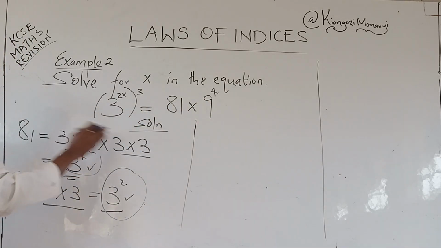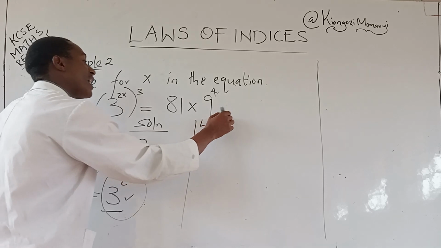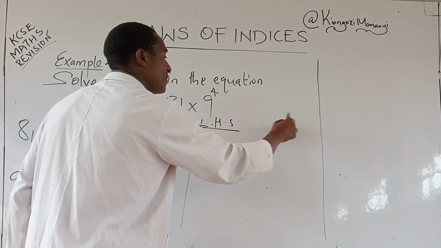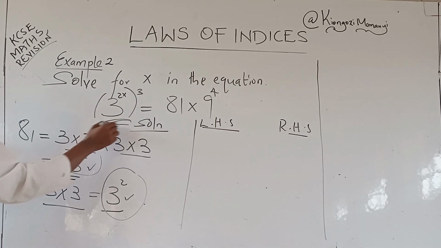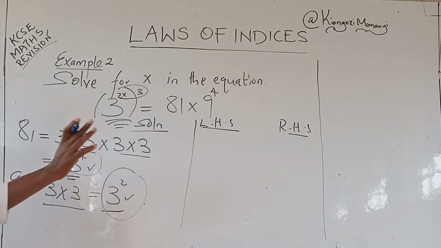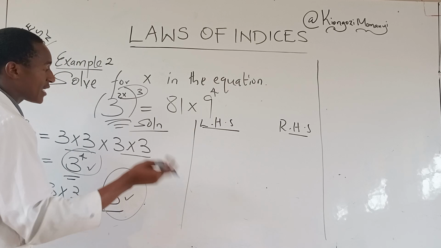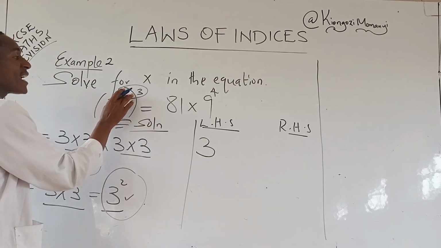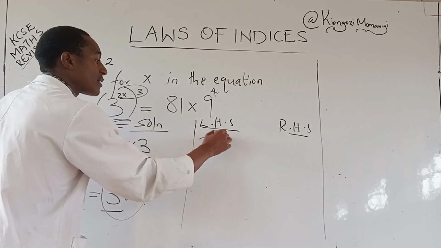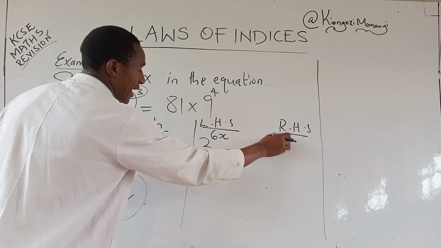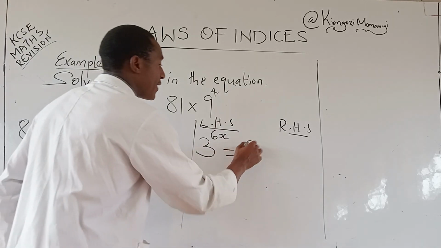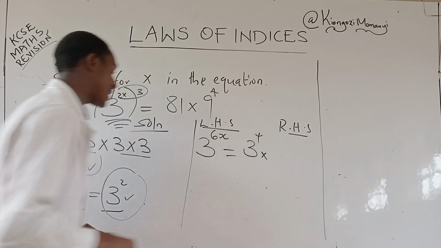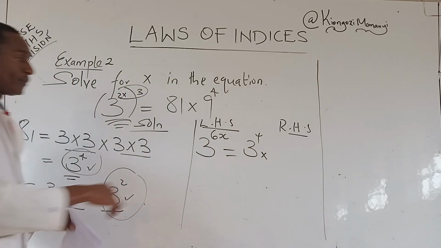On the left-hand side, and of course we have the right-hand side, this is what we shall do. In this case, we shall multiply the powers. That is the law I gave you, I think law number 3. So we shall have 2x times 3 is 6x, which is equal to, on the right-hand side, 3 power 4, which is 81, multiplied by 3 power 2.